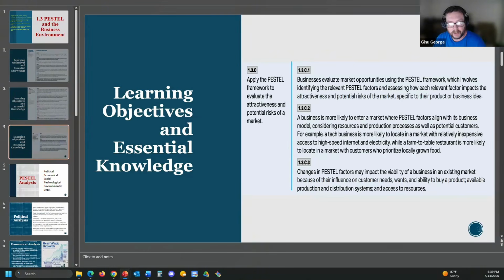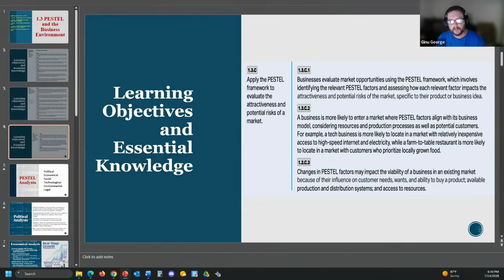We're not just going to memorize these definitions. We're going to try and apply PESTEL to evaluate how attractive the potential for our market will be. We're going to examine how businesses evaluate market opportunities by aligning their resources and production processes with those external macro factors.